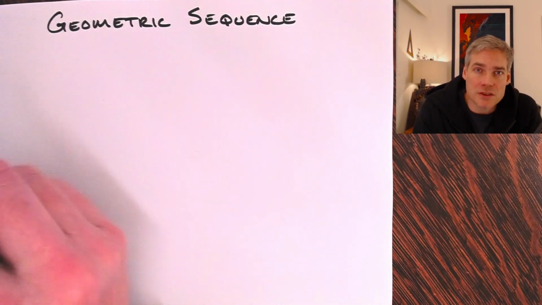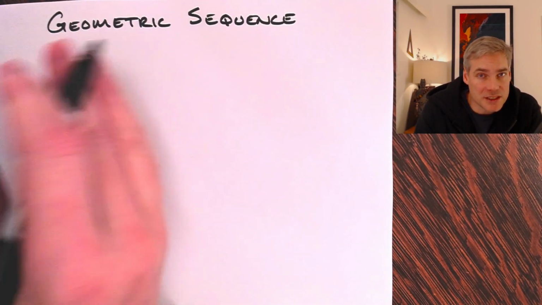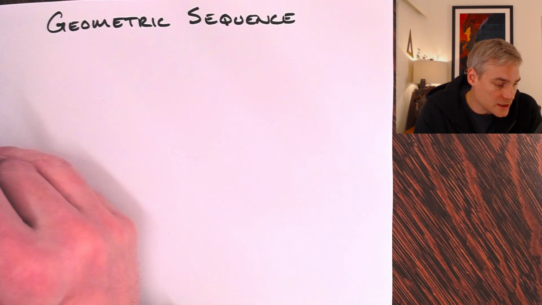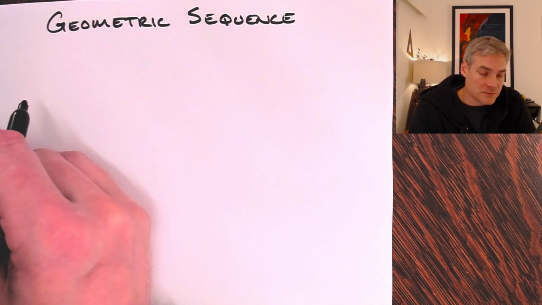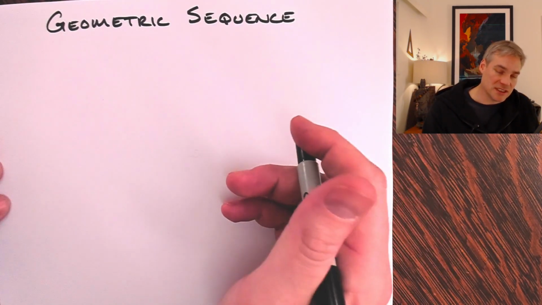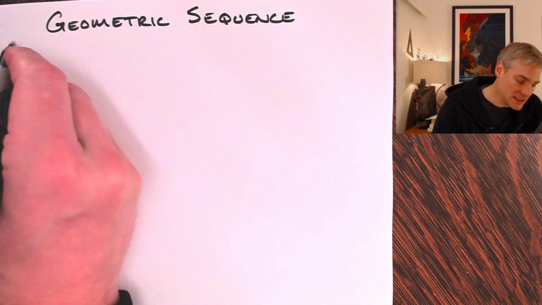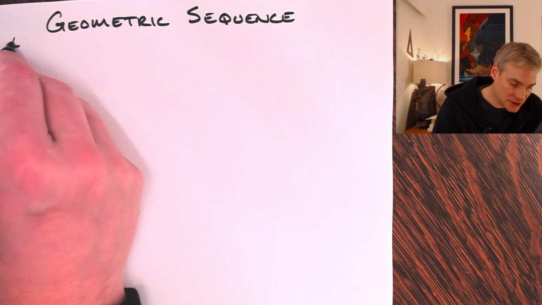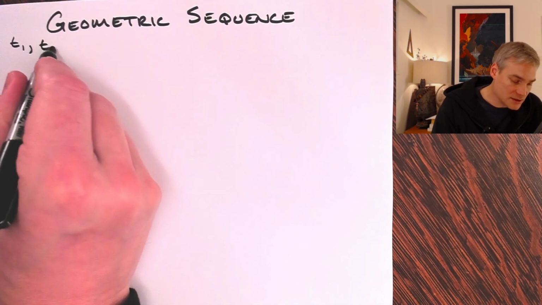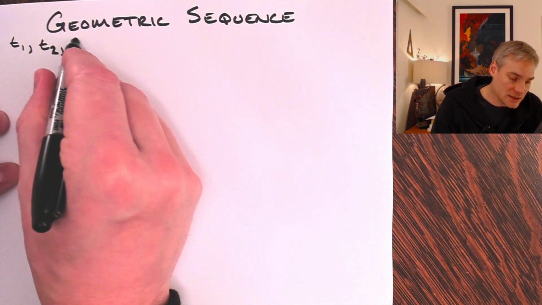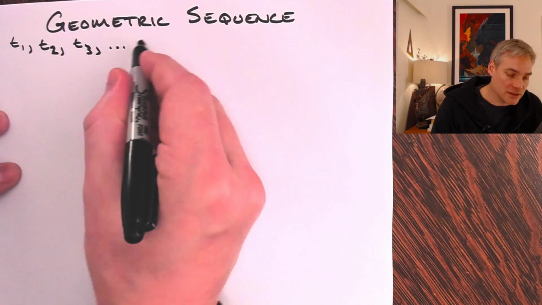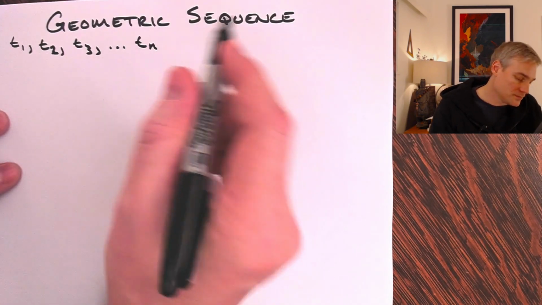Hey, in this video we're going to go over geometric sequences and how to find terms and the ratios and just sort of work with them. So a geometric sequence is similar to an arithmetic sequence in that it is just a set of numbers. It's going to just be t1, t2, t3, and on, all the way to tn.